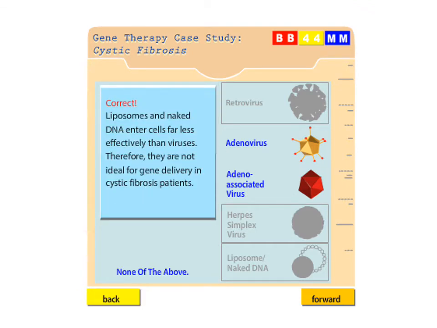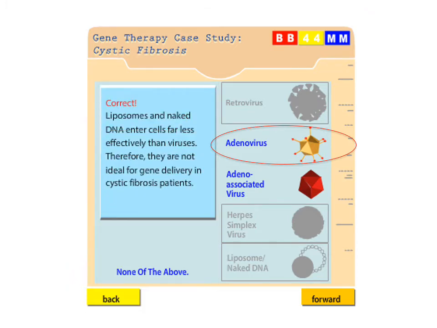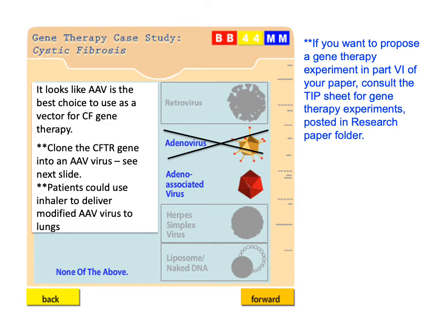The next question is, which vector can we exclude based on its tendency to induce immune responses? You can see that I've circled adenovirus. It's not going to get blacked out, but basically we're going to exclude adenovirus because it does have a pretty high tendency to induce immune responses. And that's going to leave us with AAV as the best choice to use as a vector for cystic fibrosis gene therapy.